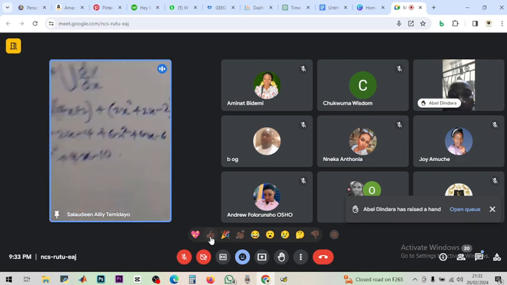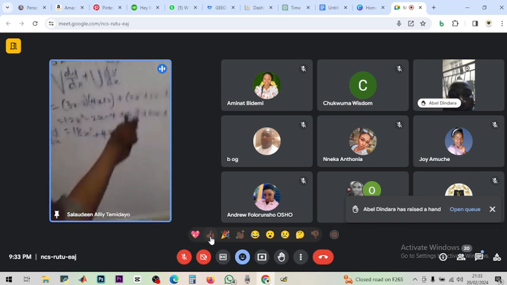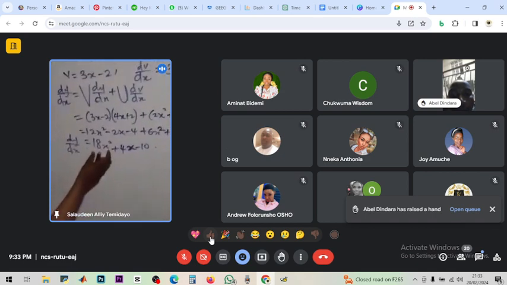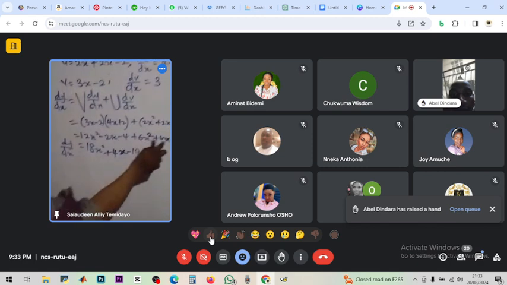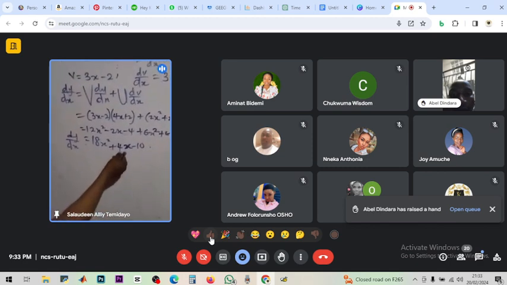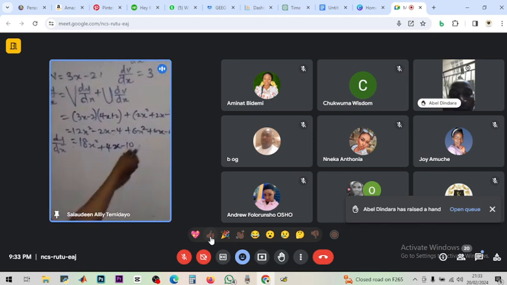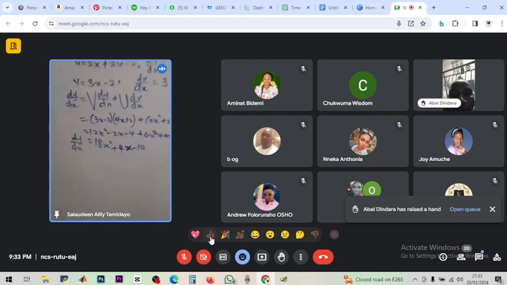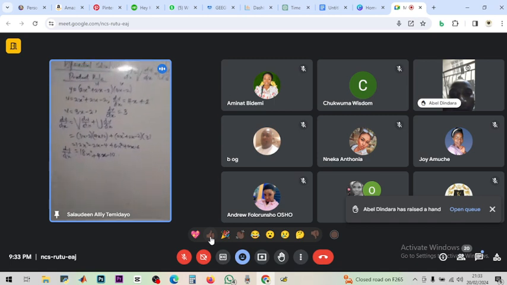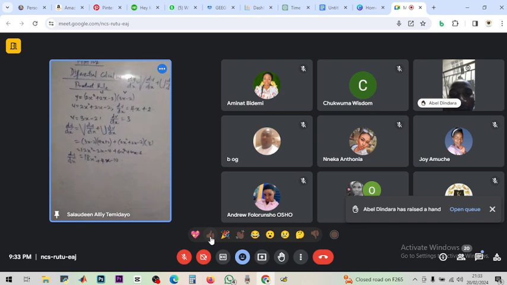Now rearrange and do everything. 12x squared plus 6x squared gives 18x squared. Minus 2x plus 6x gives plus 4x. Minus 4 minus 6 gives minus 10. That is dy/dx. So I'm going to stop here.